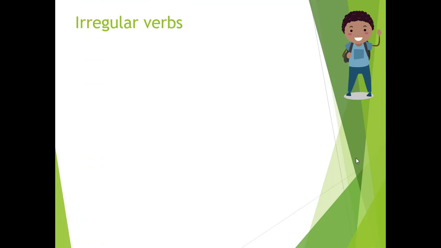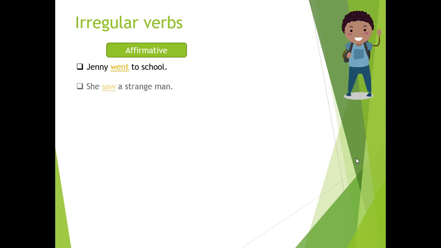Next. Okay, now, let's see the affirmative. Jenny went to school. She saw a strange man. She said with a clear voice. And she told Jenny her teacher was sick. Well, now, if you see in these verbs, they are different, and these verbs are in the simple past.